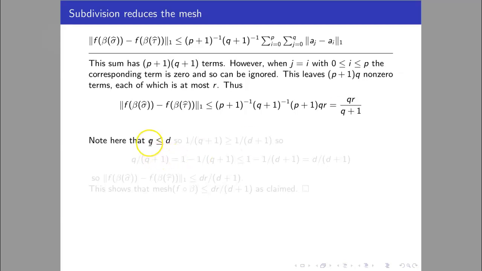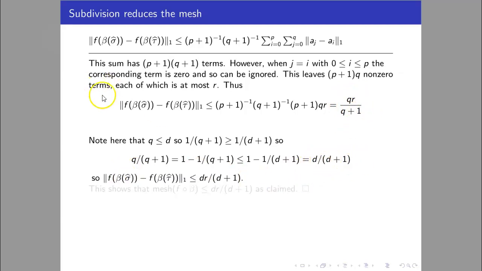And remember here, q is less than or equal to the dimension d. So that means that q plus 1 is less than or equal to d plus 1. Then we take 1 over it, and the inequality flips over. So 1 over q plus 1 is greater than or equal to 1 over d plus 1. And then we take 1 minus it, and that flips the inequality back again. So q over q plus 1, that's 1 minus 1 over q plus 1, is less than or equal to 1 minus 1 over d plus 1, which is d over d plus 1. So this q over q plus 1 factor is less than or equal to d over d plus 1. So what we're seeing is that the length of this vector is less than or equal to dr over d plus 1.